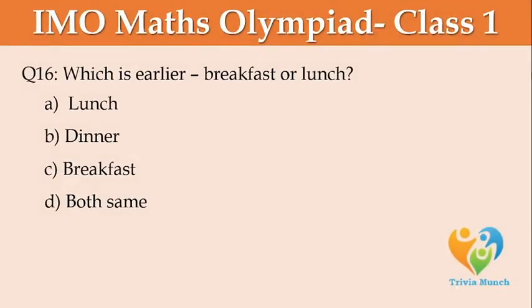Which is earlier, breakfast or lunch? Option A lunch, option B dinner, option C breakfast, option D both at same time.